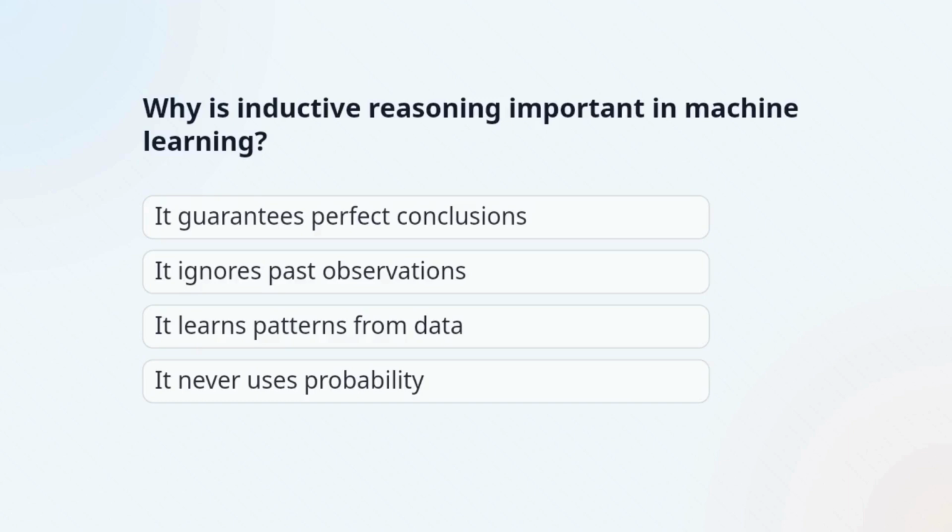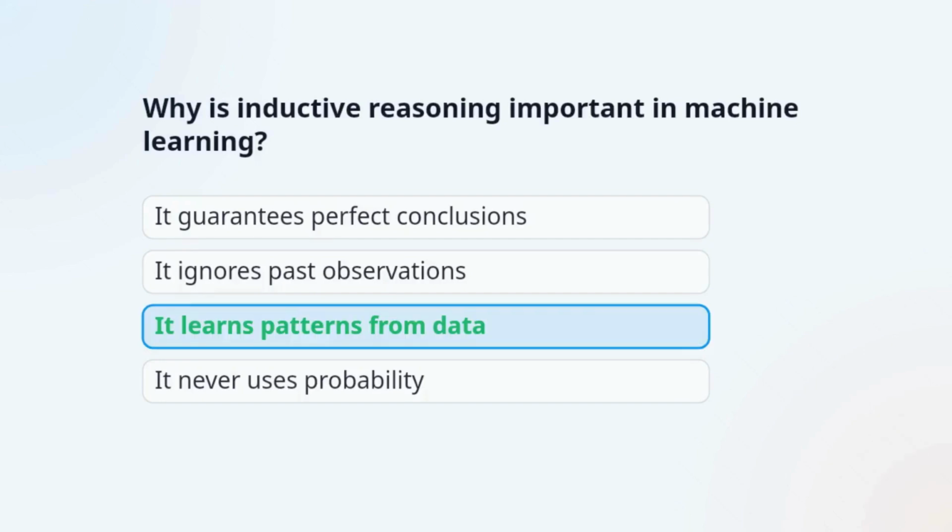Question 2. Why is inductive reasoning important in machine learning? The correct answer is, it learns patterns from data. Inductive reasoning uses specific observations to form broader conclusions. That is exactly how many machine learning models make predictions.